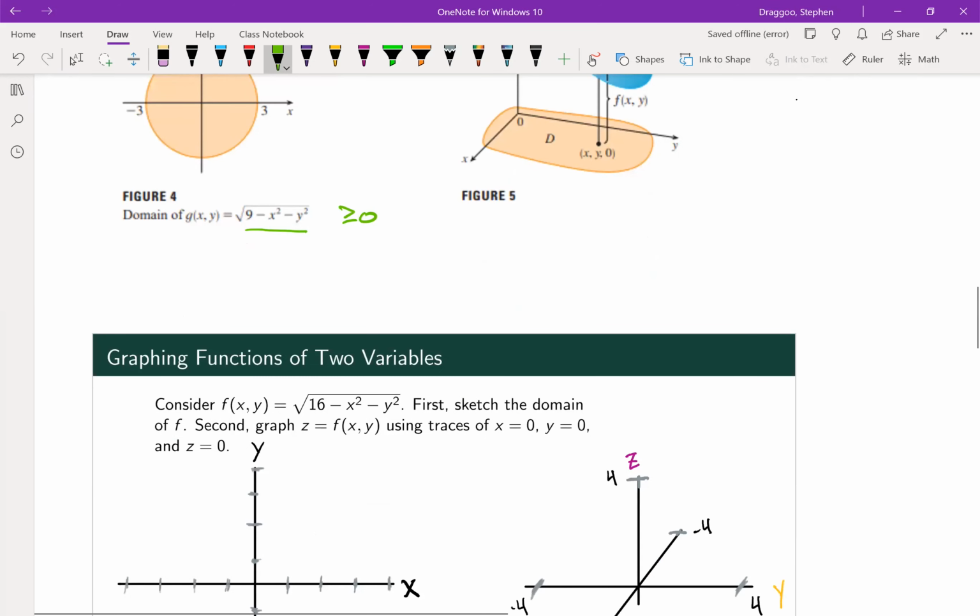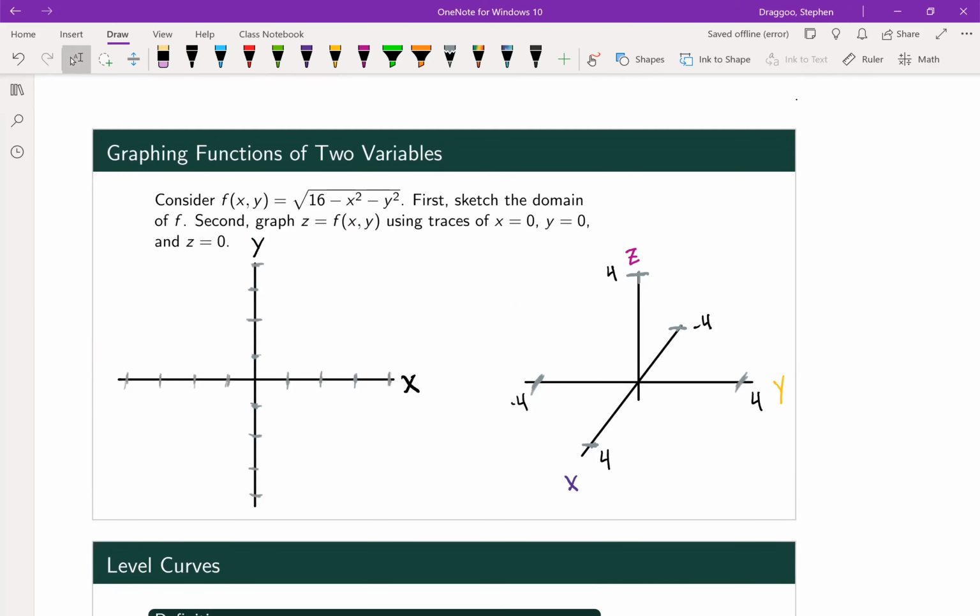All right, so graphing functions of 2 variables. So we'll consider the function f of x, y, which remember that this will just be z. So z equals a function of x and y, which is equal to the square root of 16 minus x squared minus y squared. So probably that should remind us of a sphere in some way.